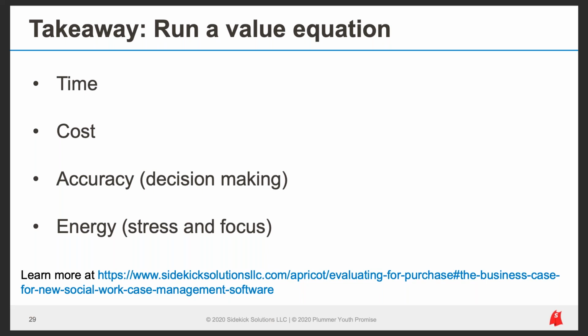Generally speaking, our experience is that when we're building the case for software, either new software or redesigning it, we're looking at the costs and benefits in 4 domains: things like the efficiency of time or the inefficiency of time, pure dollar costs, the accuracy of decision making, like having better information available to you, and increase or decrease in emotional energy, like stress or focus.